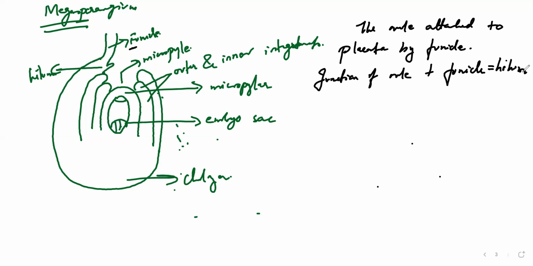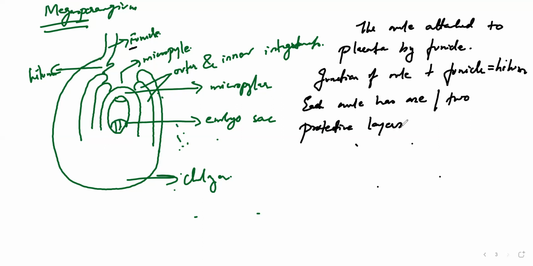Okay, then I told you two integuments or protective coverings are present over here. So each ovule will be having what? Each ovule has one or two protective layers or envelopes. Protective layers or envelopes. So these are called what? The integuments. Okay, that is the outer and inner integuments.